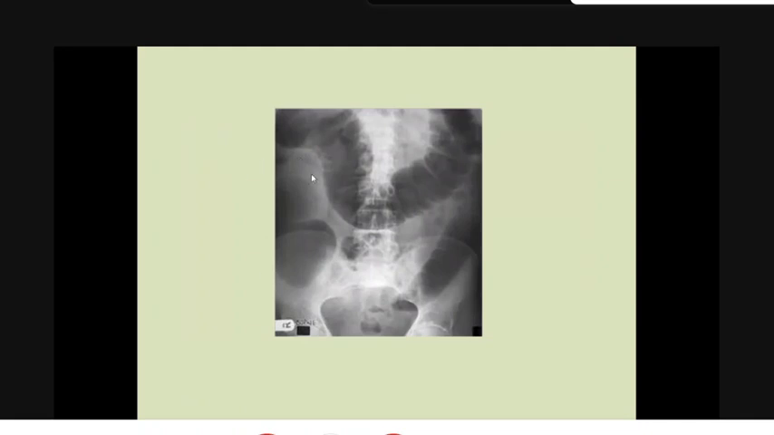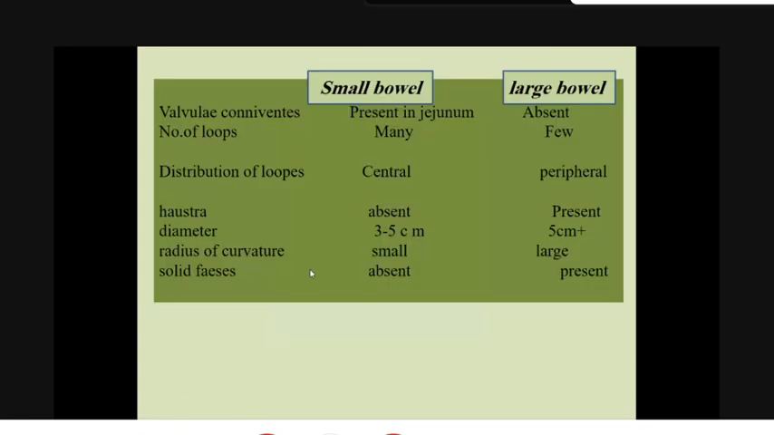This is another example of supine film in large intestinal obstruction showing gas-filled large bowel loops, peripheral in distribution, thin wall cecum with the presence of the haustra and competent ileocecal valve. Why is it competent? Because of absence of dilated small bowel loops.